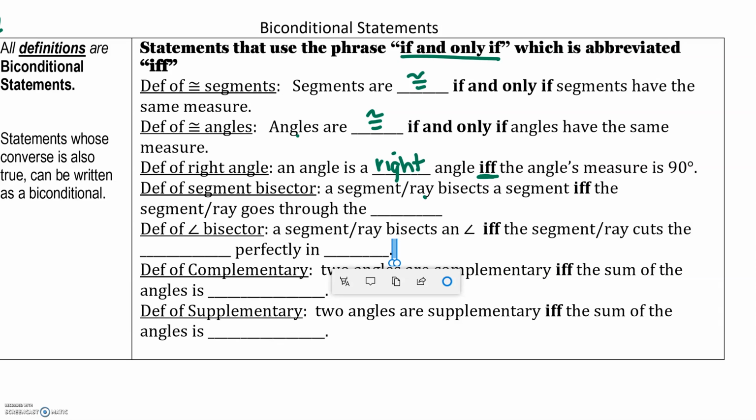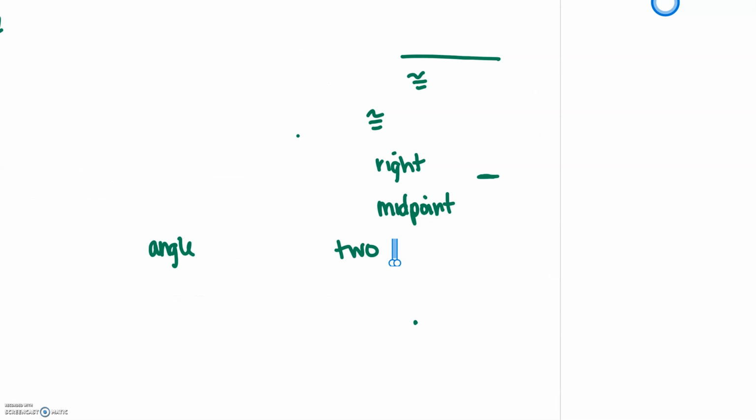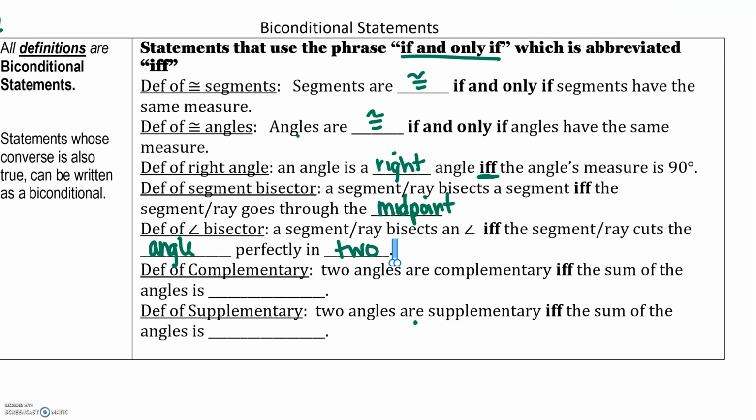A ray bisects a segment if and only if the ray goes through the midpoint. A ray bisects an angle if and only if the ray cuts the angle perfectly into two. Two angles are complementary if and only if the sum of the angles is 90. Two angles are supplementary if and only if the sum of the angles is 180.